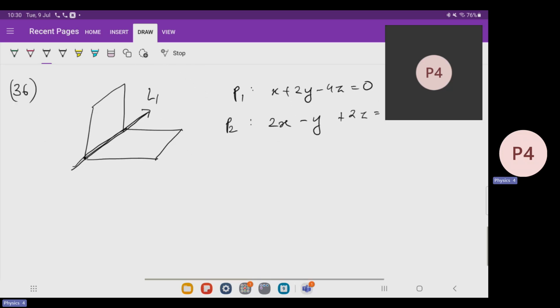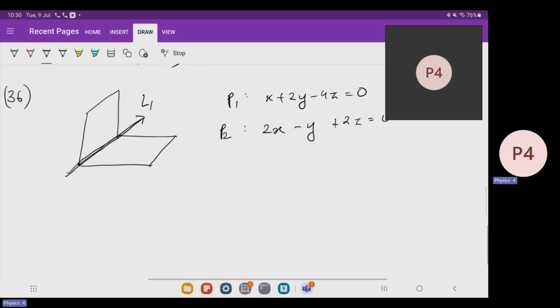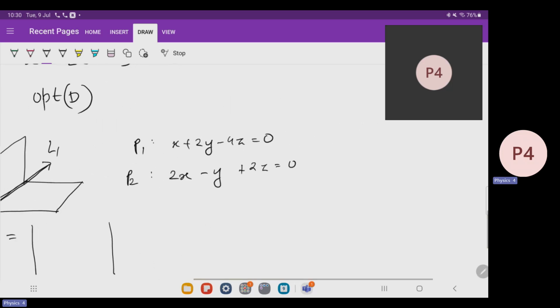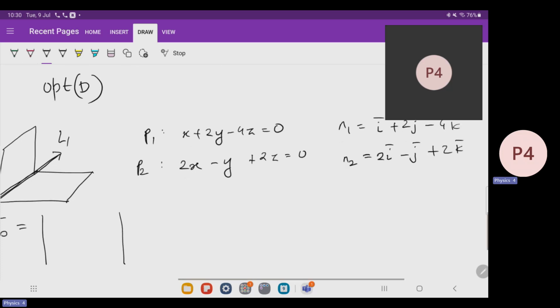Now, a vector parallel to L1, let us take B bar. B bar would be N1 cross N2. What is N1? N1 is a normal vector to plane P1, and N2 is the normal to P2. So N1 is i + 2j - 4k, and N2 is 2i - j + 2k.